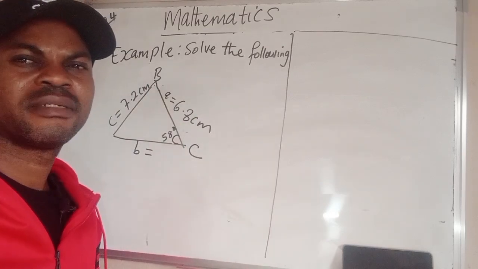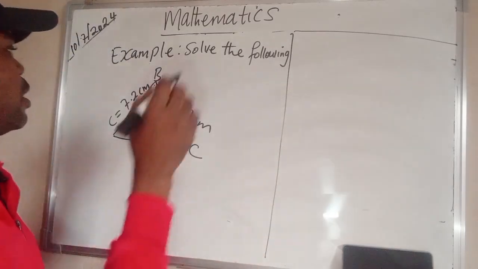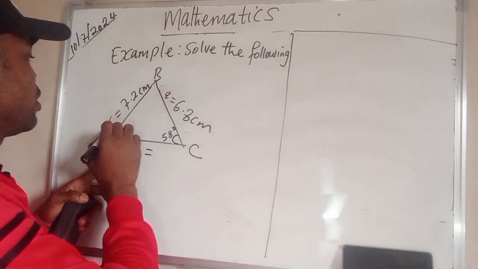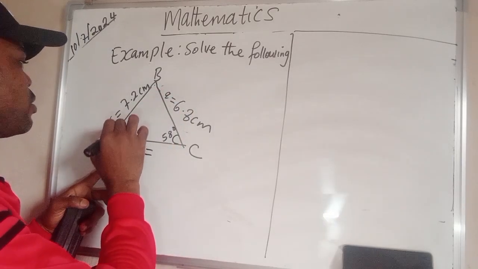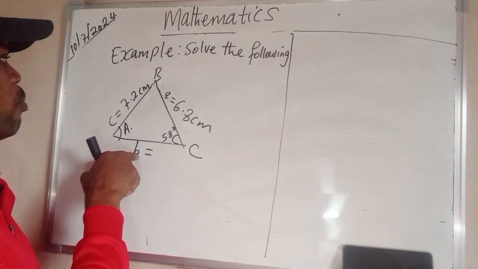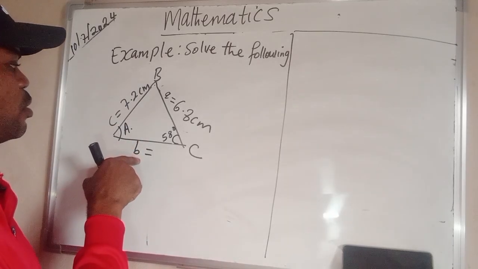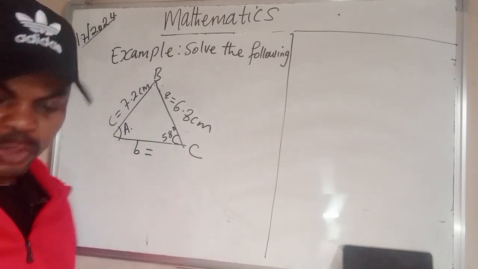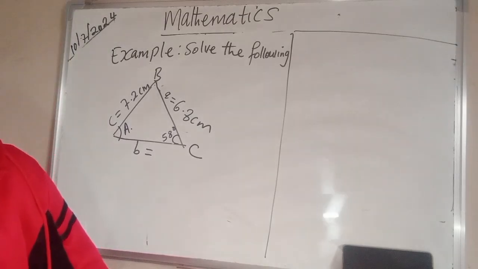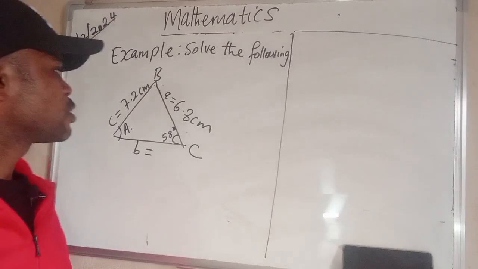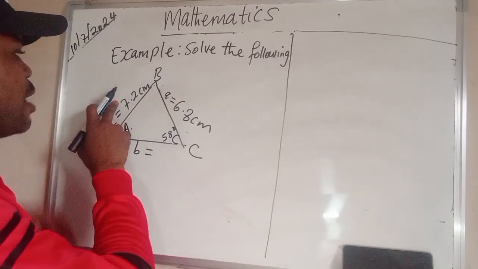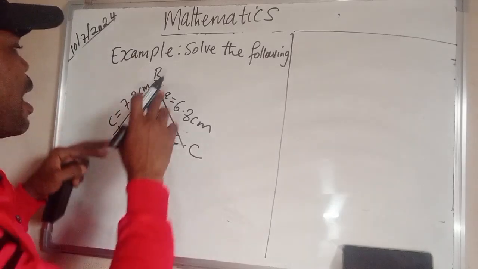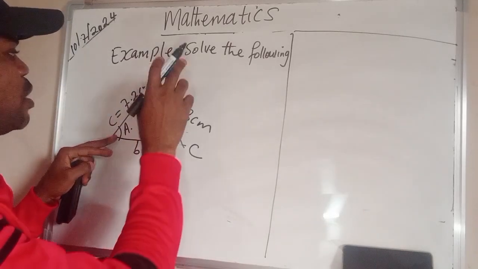What comes to mind? I don't have angle A given to me, which is this. But the major point of interest is B. We are told to solve the following. You're not given B, you're not given A. So I have this side, I have this side, I have this angle. Let me write it first. I don't have this side, but I have this side.